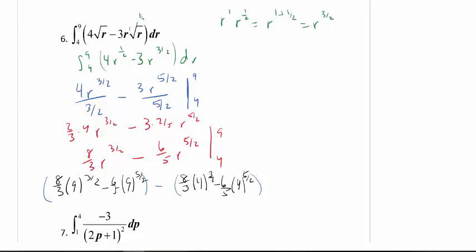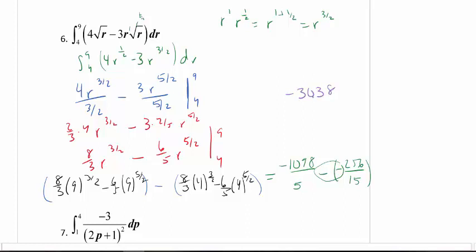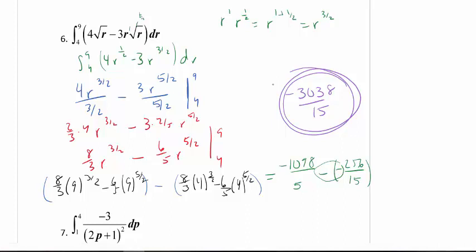I personally show each step out, so I actually calculate the first parentheses, which is a negative 1,098 divided by 5, and the second one would be a negative 256 over 15. Be careful because these negatives will end up canceling. But when you let your calculator simplify that for you, you should get a negative 3038 over 15 as your answer. You can get a negative area. That just tells you that if you were to draw the graph, it's below the axis. That's what it's telling you.